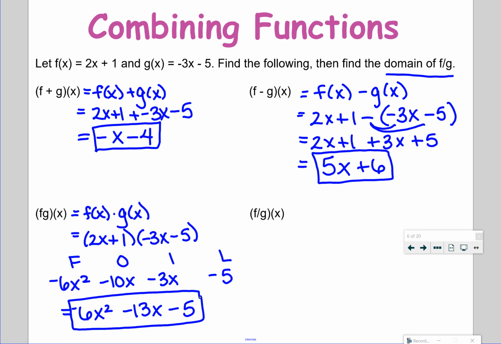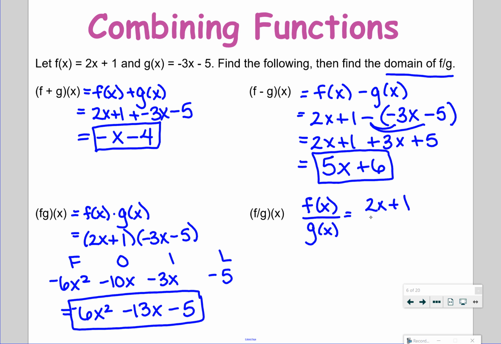Okay, my final equation, we're doing f divided by g, function f of x over function g of x: 2x plus 1 over negative 3x minus 5. There are no factors, nothing I can factor out of the numerator and denominator, so there is no way to simplify this function. Only factoring the numerator and denominator would be a way to simplify. So this is our answer.